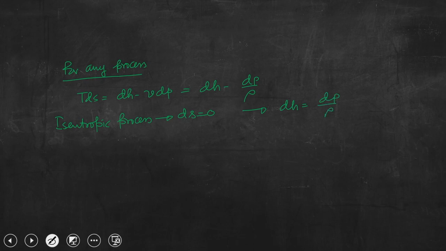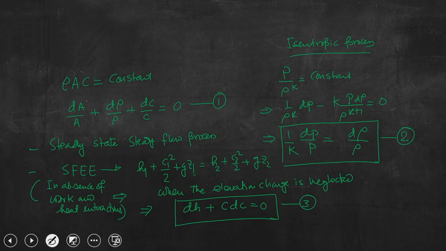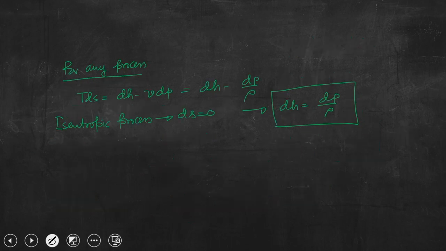If we place this expression d H equal to d P by rho in equation 3, then what we are getting is d P by rho plus C d C equal to 0. Now, just to have some manipulation, we divide by C square, and we can write d P by rho C square plus d C by C equal to 0.